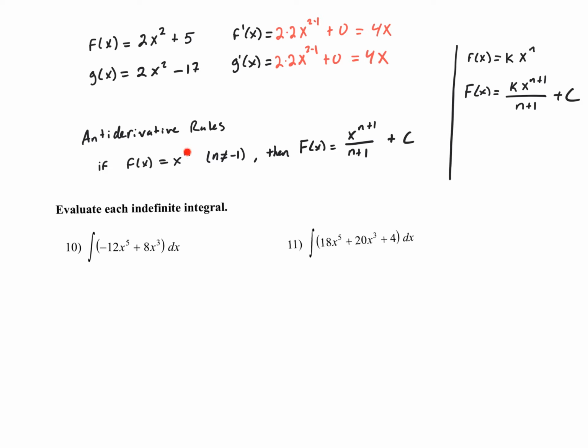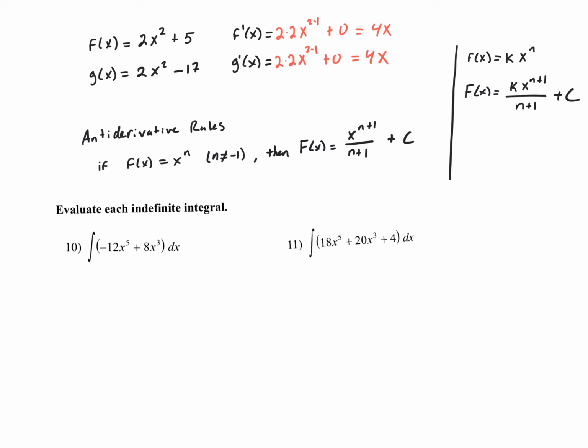And notice that this only works if this exponent is not equal to -1. In a future class, we'll talk about what happens if it is actually -1, but for today, the power rule only works if n is not equal to -1. All of the problems you'll be getting on your homework are going to be for n not equal to -1. So we add 1 to the exponent, we divide by the new exponent, and then we add c.